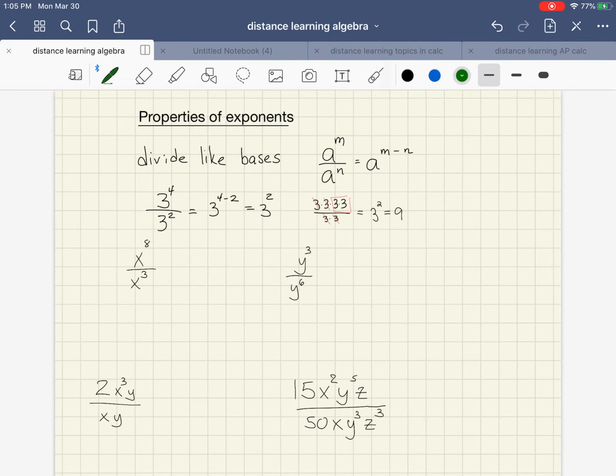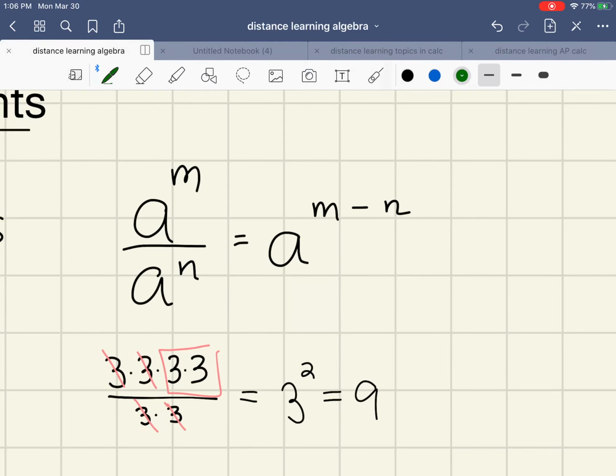This is a video on dividing like bases. Again, we've got a general rule where if you had a to the m power and you were dividing by a to the n power, you can keep the base and then subtract the exponents.